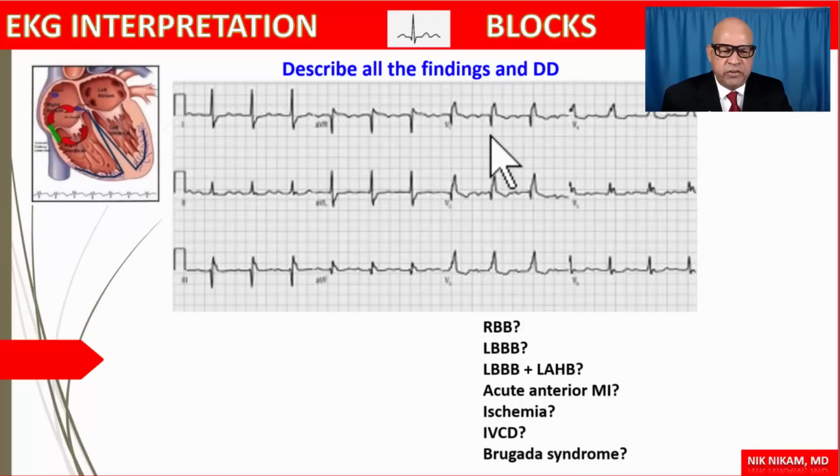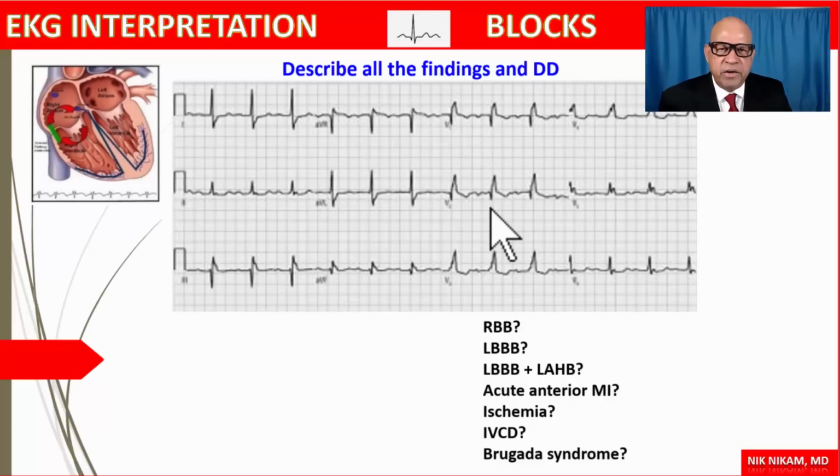As we saw from the previous slide, we have a QS complex, not RSR prime, but nonetheless we also have first degree AV block. So we have a first degree AV block, we have a right bundle branch block. So we already picked up 2 important findings. So we have bifascicular block. And the third point is we have loss of R wave in the anterior leads replaced by a Q wave. So we are talking about anterior myocardial infarction.